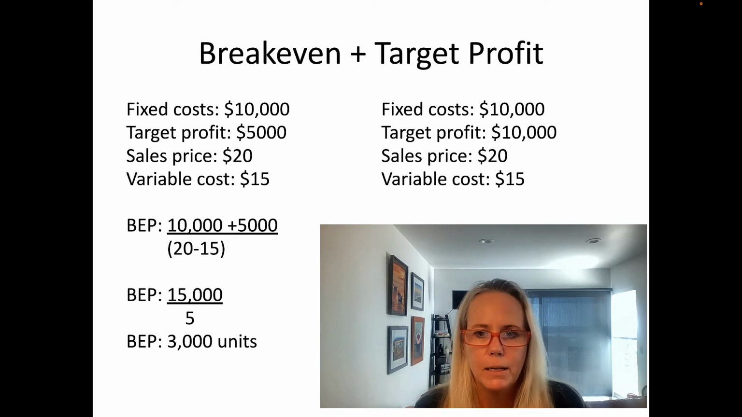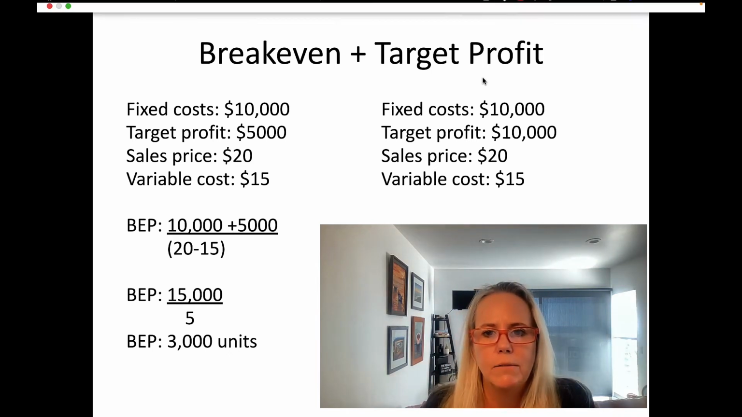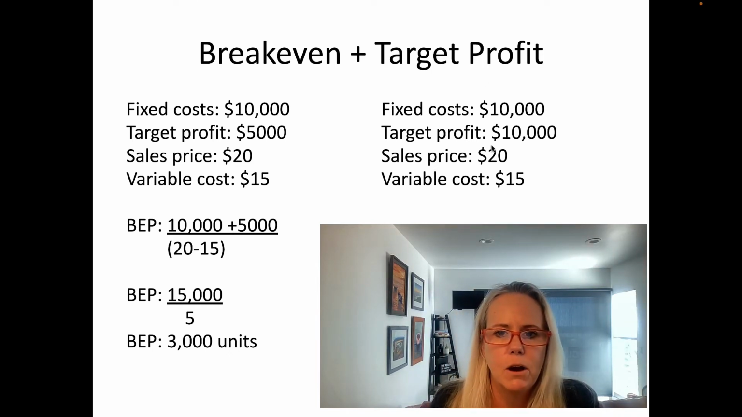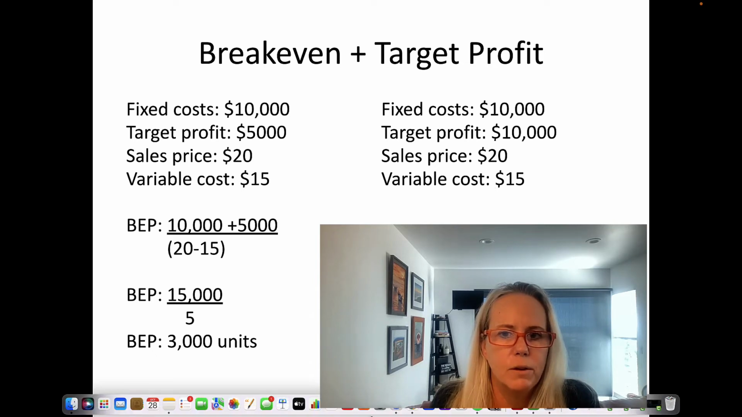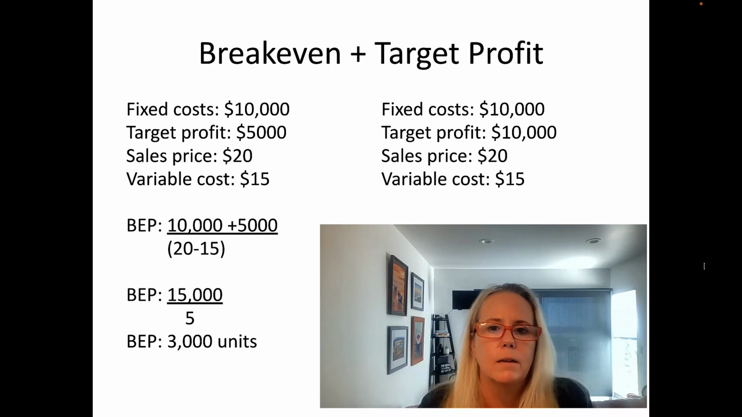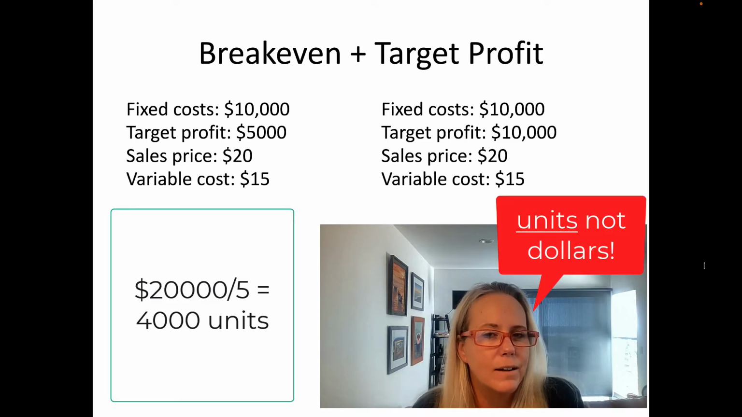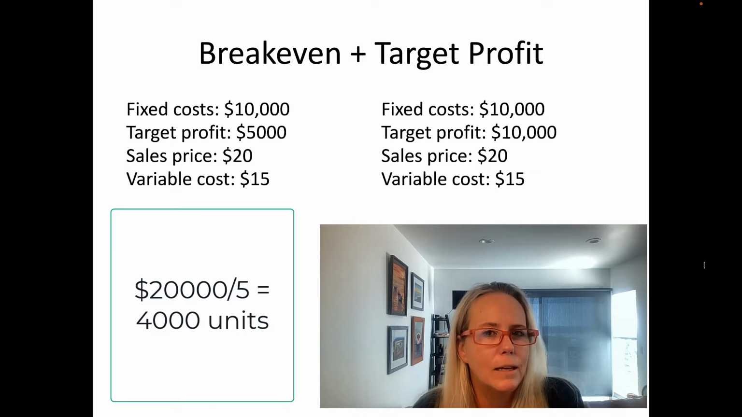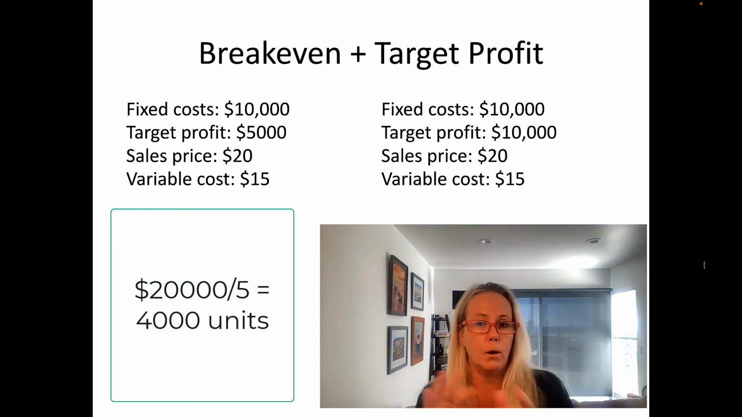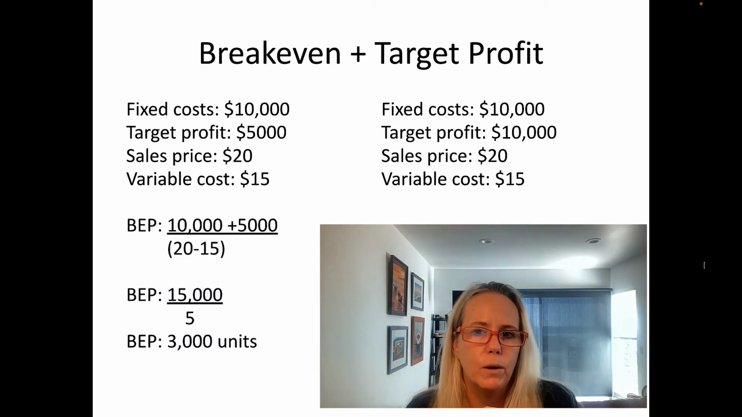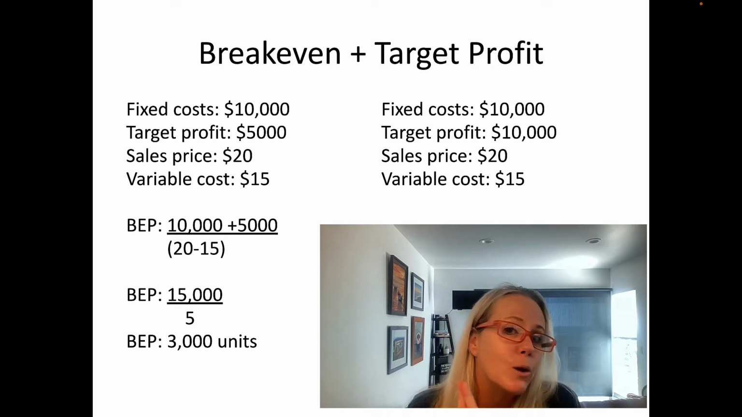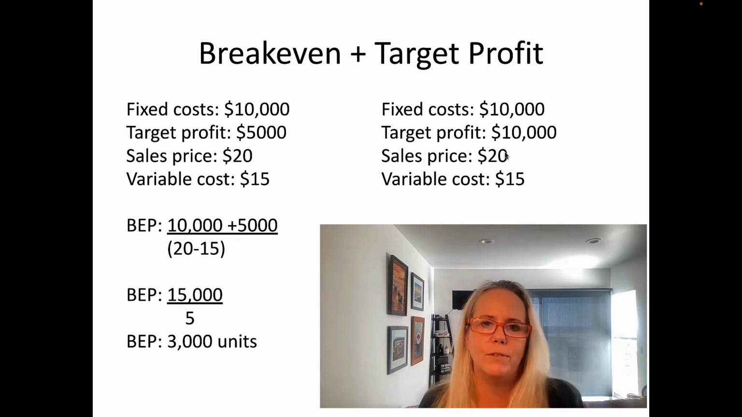So take a minute. $10,000 in fixed cost, $10,000 in target profit, sales price of $20, and a variable cost of $15. Okay, did you get 4,000? If not, reach out to me and let's talk about where you might be going wrong there. Break-even point for you for that problem should have been 4,000 units, 4,001 units for your first dollar of profit.